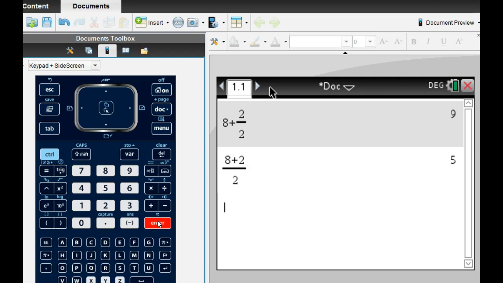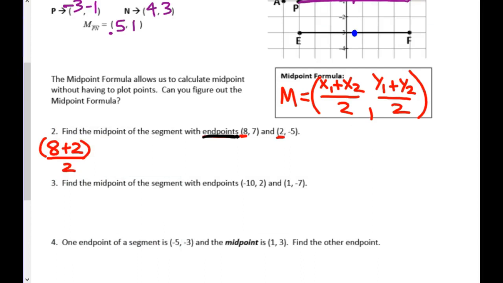Oh, from the beginning. Yes. So if you started with control divide, you could put the 8 plus 2 on top, go down, and put 2. Another way. So, now, what we're going to do, we're going to write that down. Please. Here we go. So we got 5. That's not the final answer. That's just the x value. So let's do the same thing with our y's.